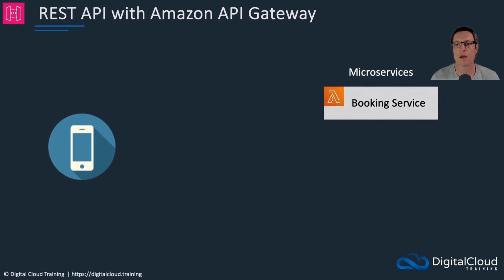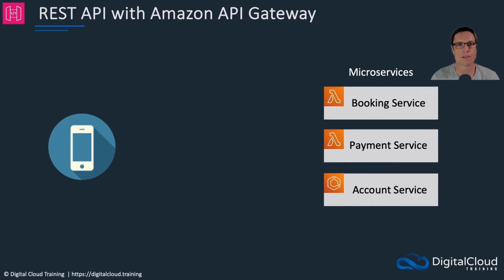So imagine that in a company, you have built some kind of application that is based on microservices. And so we therefore have multiple components of this application. Here we can see we've got a Lambda function for the booking service, we've got a Lambda function for the payment service, and we've got ECS containers for the account service. So we've got these 3 different microservices.